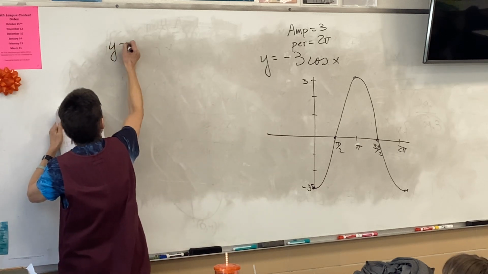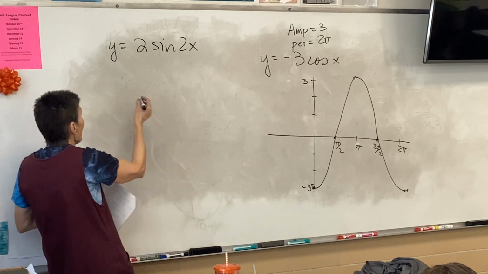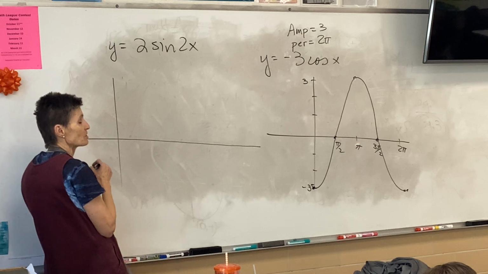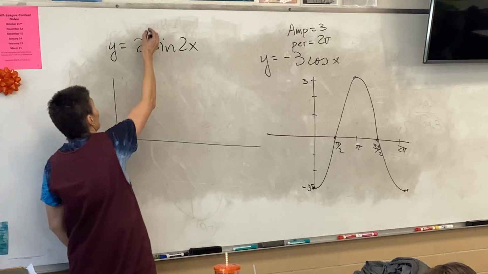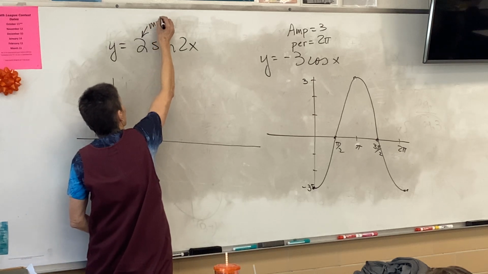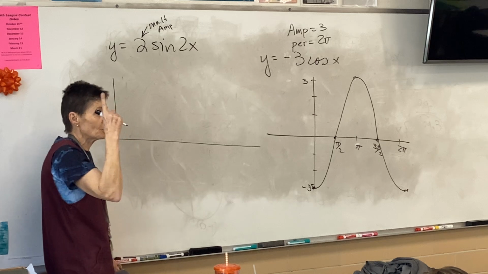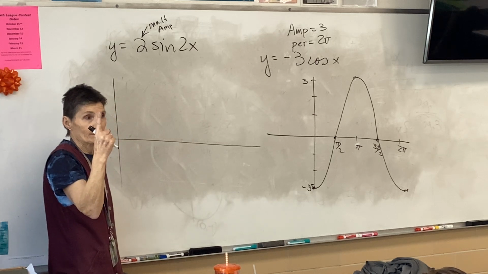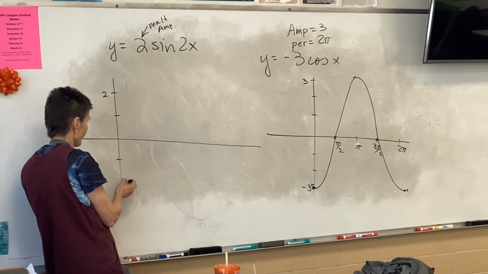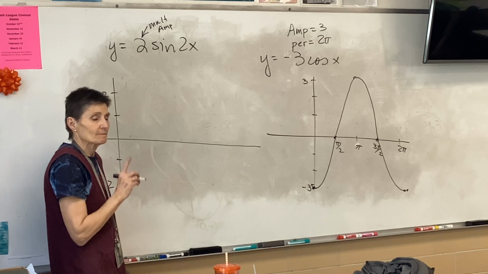Higher and wider. It looks like this. Now, there are 2 things happening in this problem. This guy right here multiplies my amplitude. My normal amplitude is 1, so this amplitude is going to be 2. It's gonna stretch by 2.